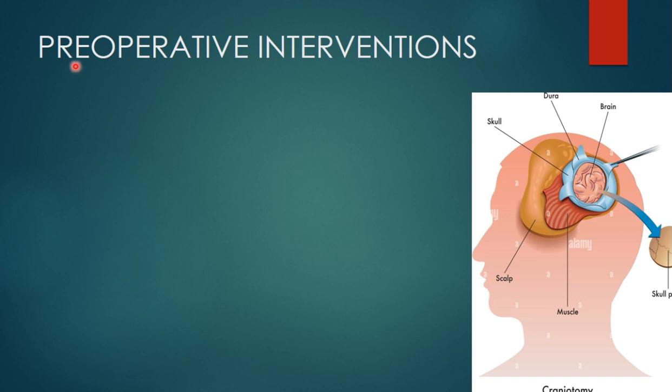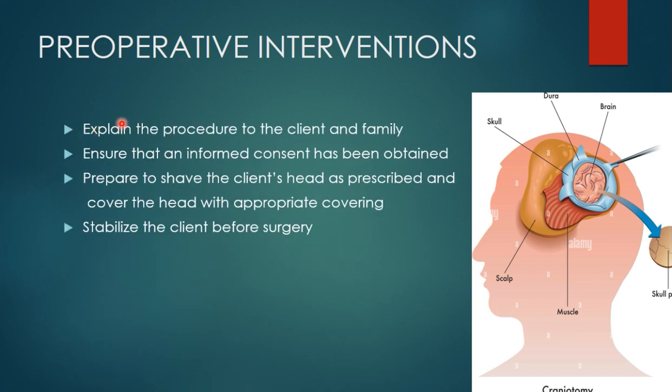So what you have to do before the surgery, the pre-operative interventions. See, first of all you have to explain the procedure to the client and family. Ensure that informed consent has been obtained by the surgeon. You don't have to take the consent. You just have to ensure whether it is taken or not. Prepare to shave the client's head as prescribed and cover the head with the appropriate covering. Stabilize the client before surgery. Okay.